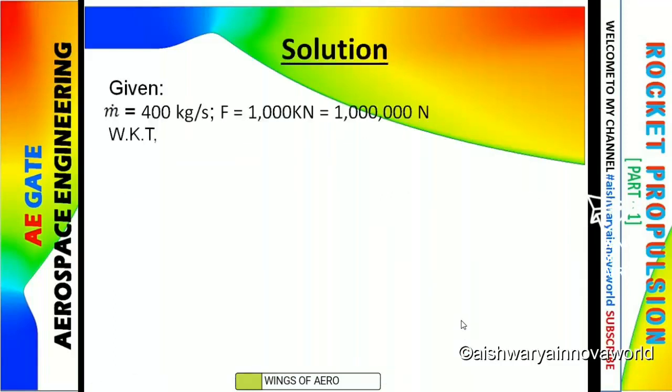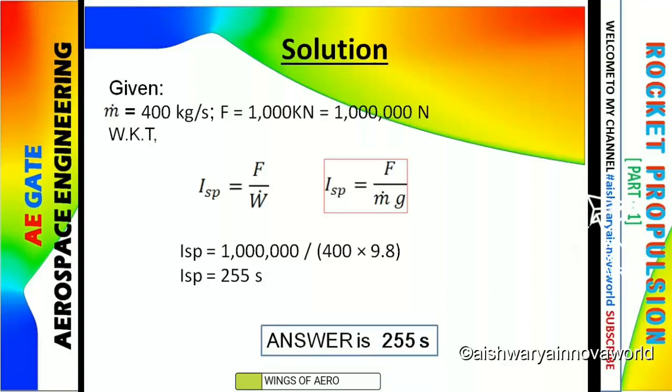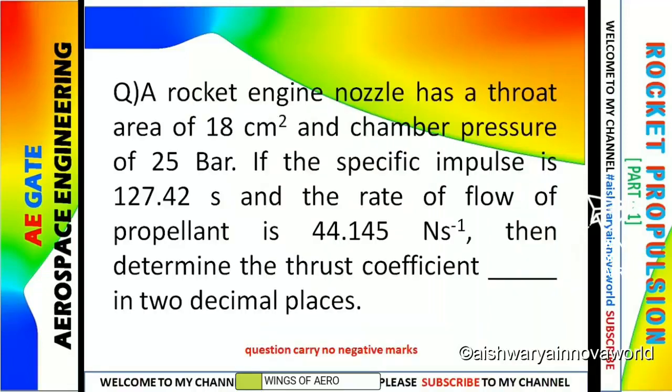Let's see the solution. Here comes the given data, so we have to make sure we convert the units correctly. So we know that specific impulse ISP equals F by W dot. So what is meant by W dot? Again we can write that as m dot into g. So all the values are given. F we know, m we know, and what is the value of g? g is 9.8. So if we put the value 9.8 in the formula, we get ISP as 255 seconds. So our answer is 255 seconds.